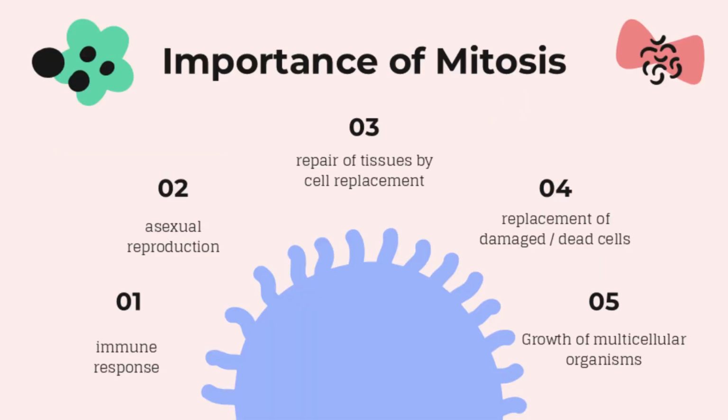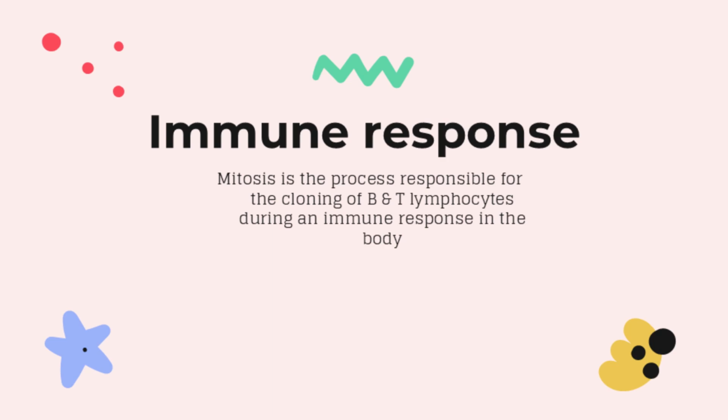What is the importance of mitosis? First is immune response, then asexual reproduction, repair of tissue by cell replacement, replacement of damaged and dead cells, growth of multicellular organisms. Immune response. Mitosis is a process responsible for the cloning of B and T lymphocytes during an immune response in the body.